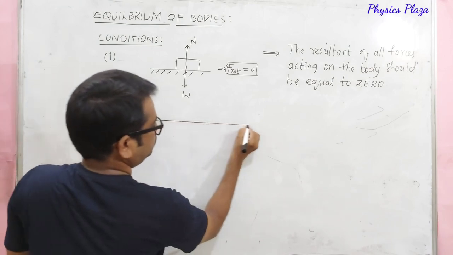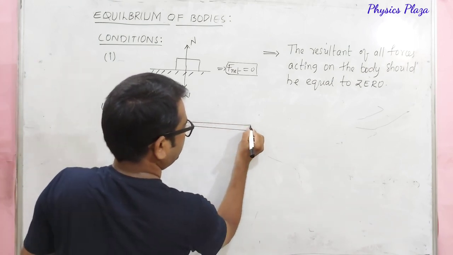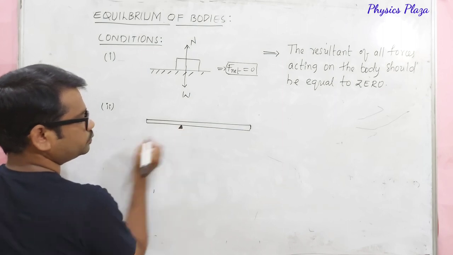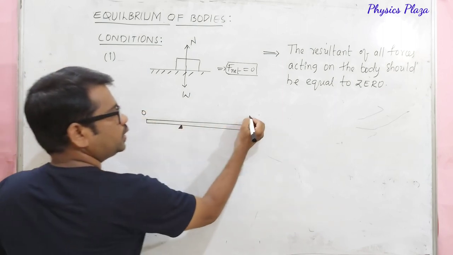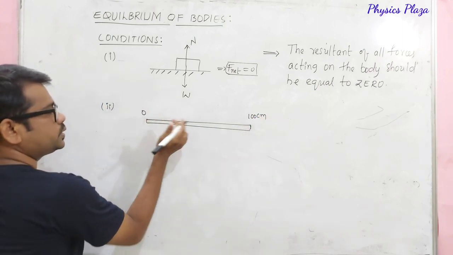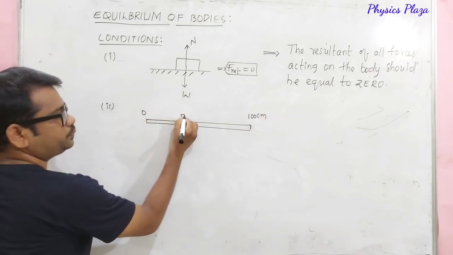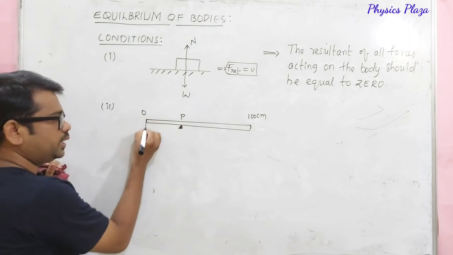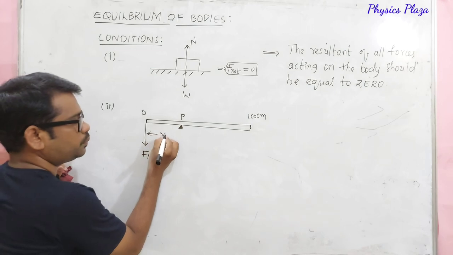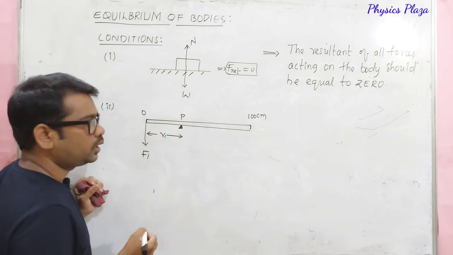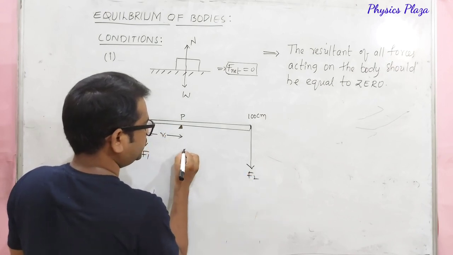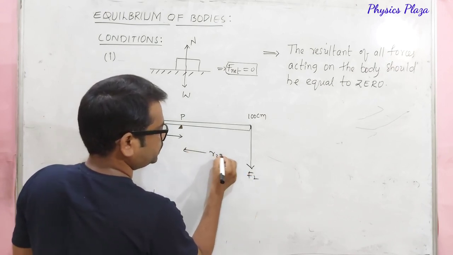So, let us take a meter rule. It is pivoted at this point, let us say 0 to 100 centimeters. Let us say this point is P, the pivot, and at this end the force F1 is acting at a perpendicular distance R1, and here one more force, let us say F2, is acting at a perpendicular distance R2.